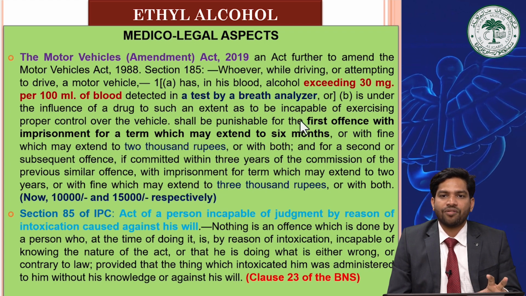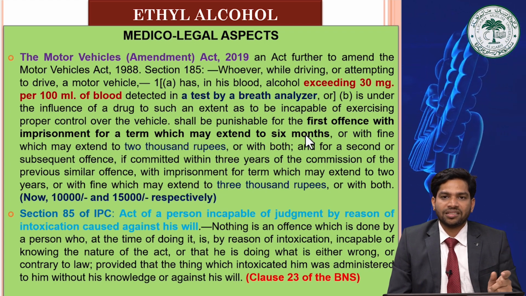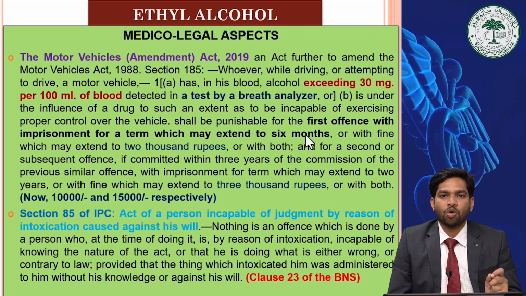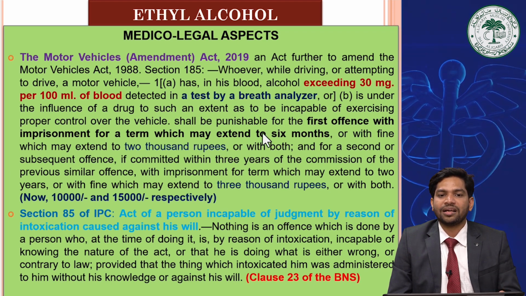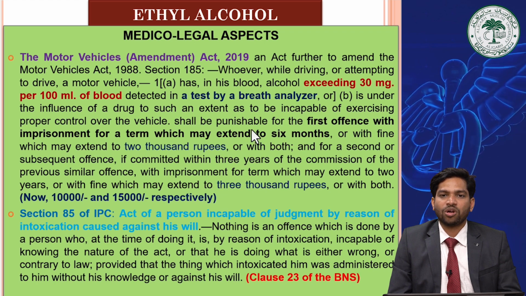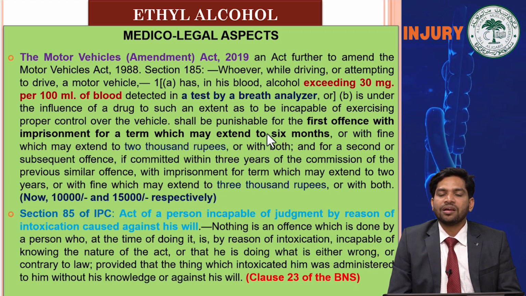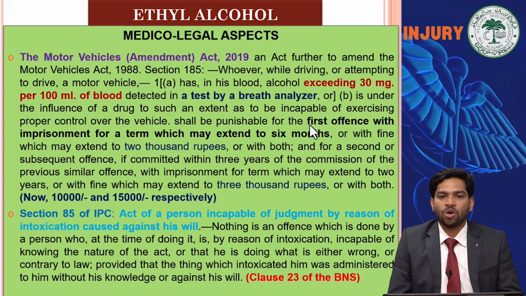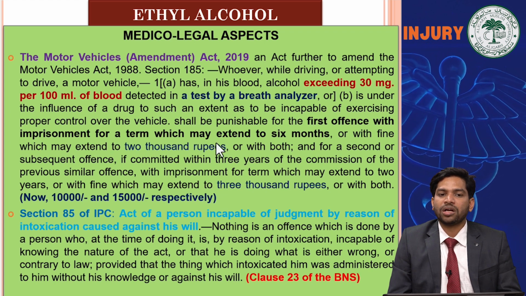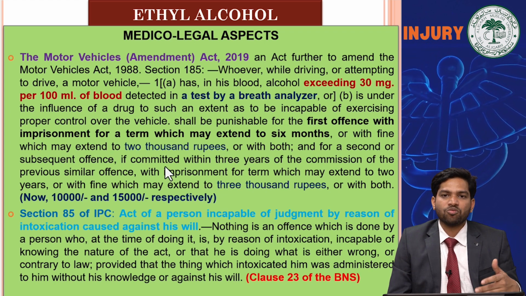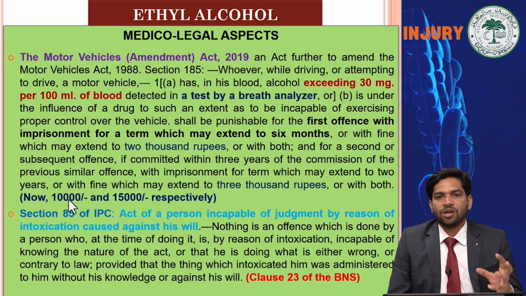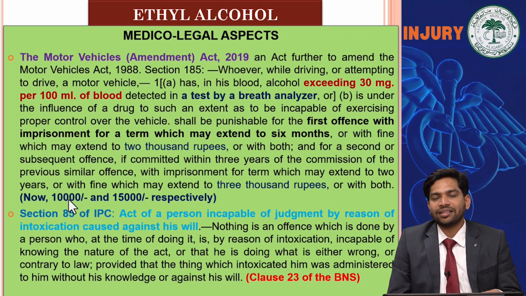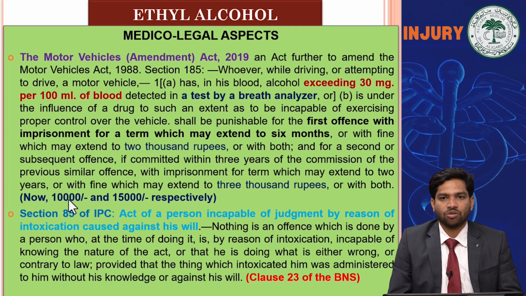So if someone is found drunk and driving, that is, with a blood alcohol concentration of more than 30 milligram percent, the punishment for the first offense includes imprisonment up to 6 months or a fine which may extend to 2000 rupees. Earlier it was 2000 rupees, now it has been increased to 10,000 rupees. So if you are found drunk and driving, the police will charge you 10,000 rupees.